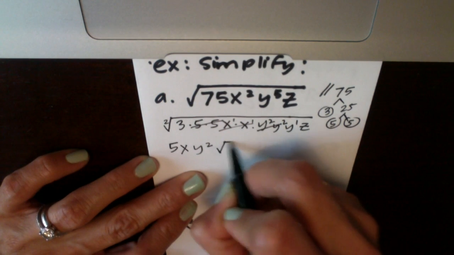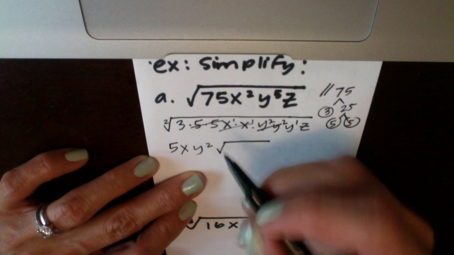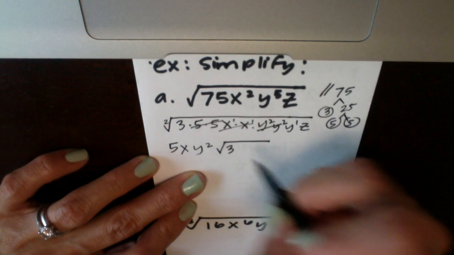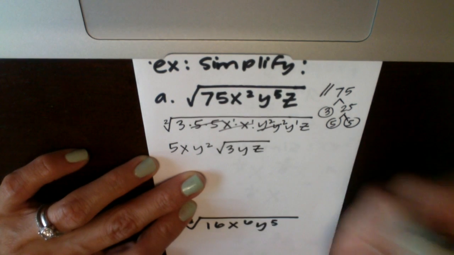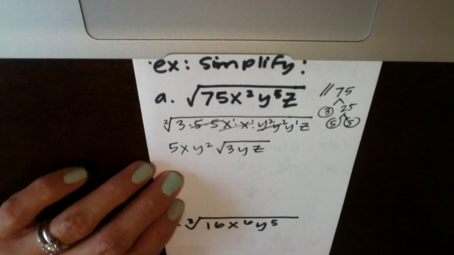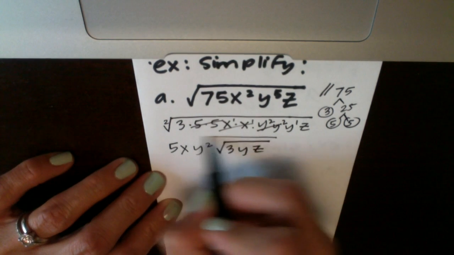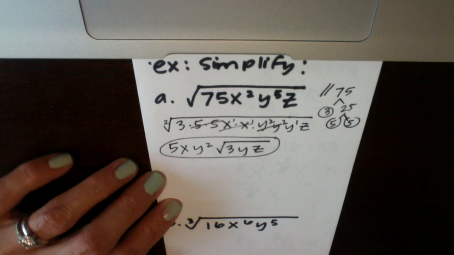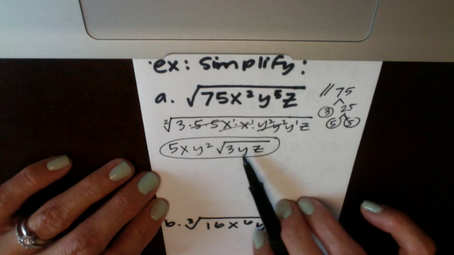And then everything that's left, you just leave it underneath the radical. We'll go 3yz, and that's going to be your final answer: 5x y times the square root of 3yz.